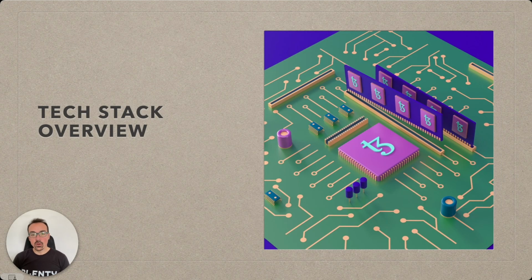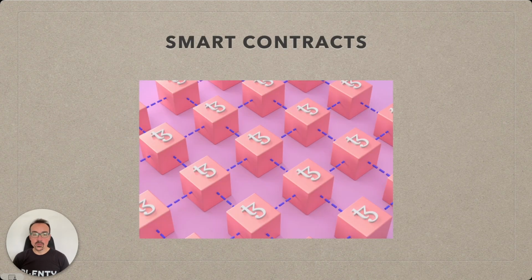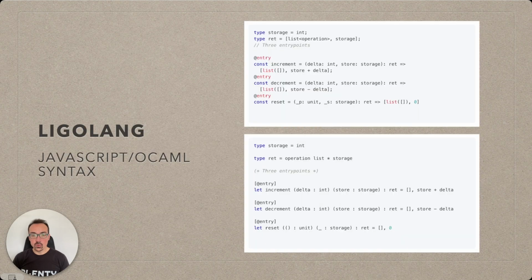So now a quick overview of the tech stack on Tezos. So everything you need to know to build smart contracts and applications on Tezos. We're going to start with smart contracts. We have 2 main languages to write smart contracts. The first one is called Legolang.